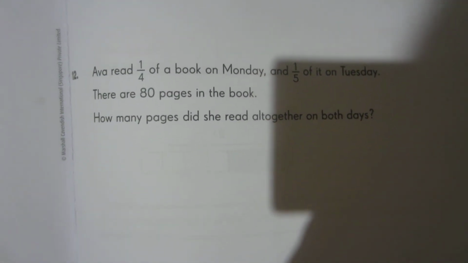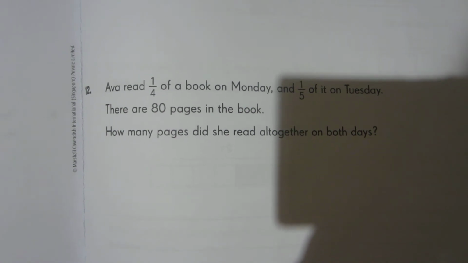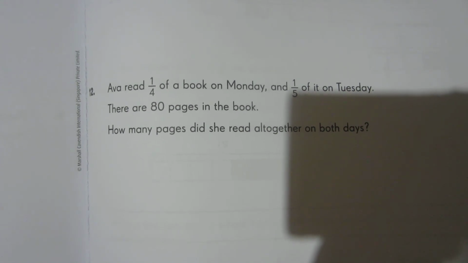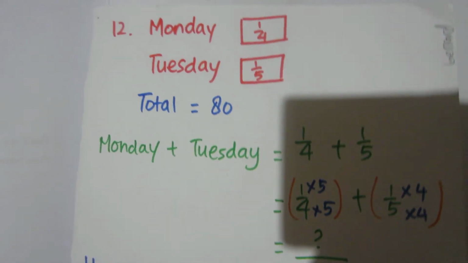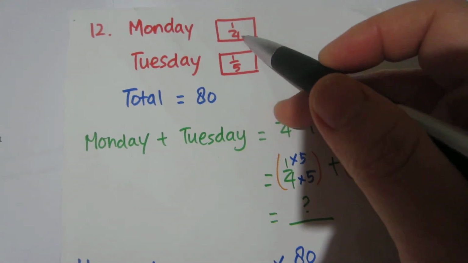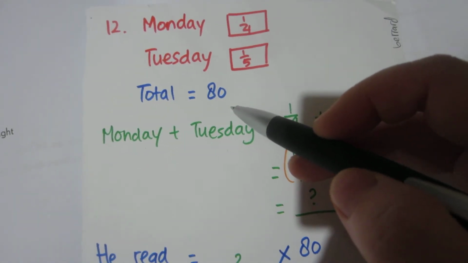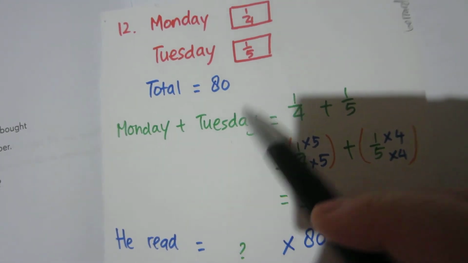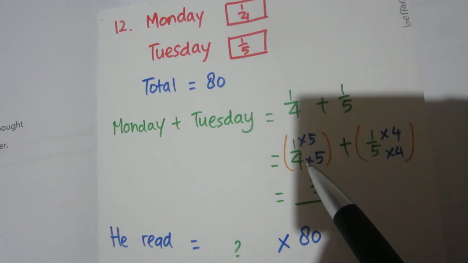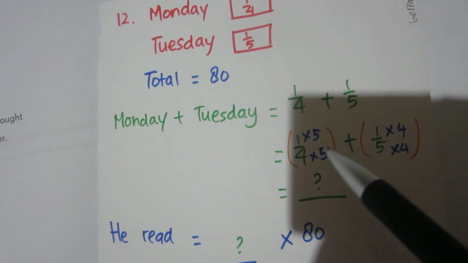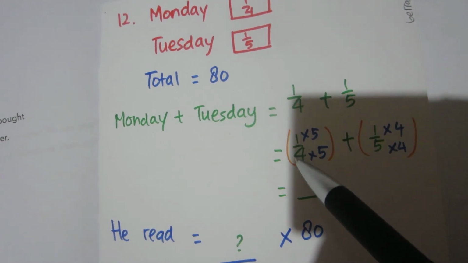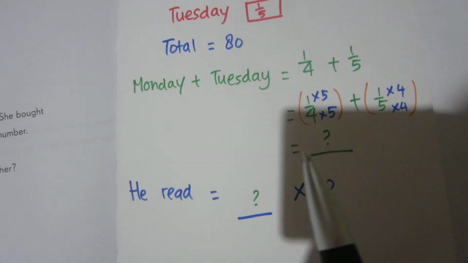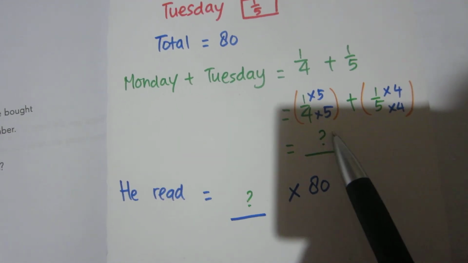Eva reads 1/4 of a book on Monday, 1/5 of it on Tuesday. There are 80 pages in the book. How many pages did she read on both days? So Monday she read 1/4, Tuesday 1/5. The total is 80. This is the total pages of the book. Monday and Tuesday, you have to add them by making sure that the denominators are the same. So we are going to change this into 20. This must be multiplied by 5, while this must be multiplied by 4, and then you get the answer. Then how much is this that she actually read?